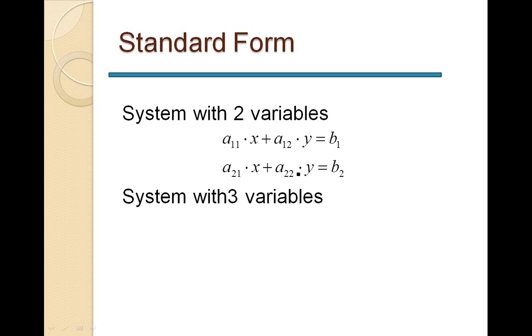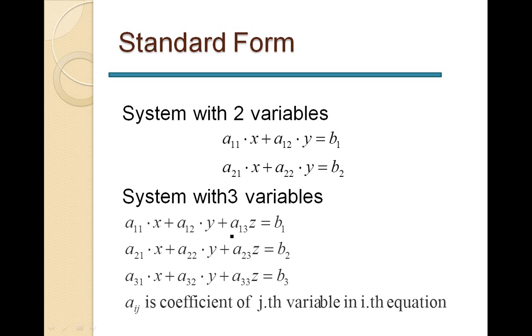And analogous to that, you can use this as being the coefficient of the second variable in the second line. And these b's are numbered. b1 is the right hand side of the first equation. This is the right hand side of the second equation.